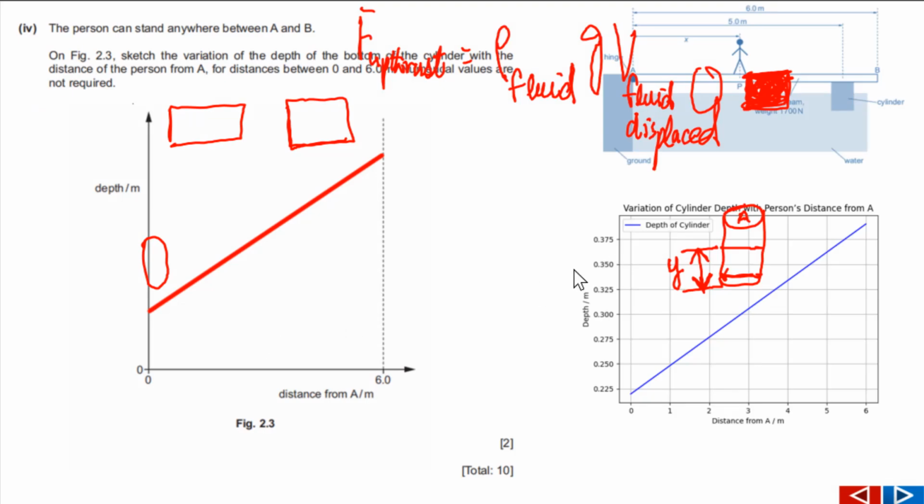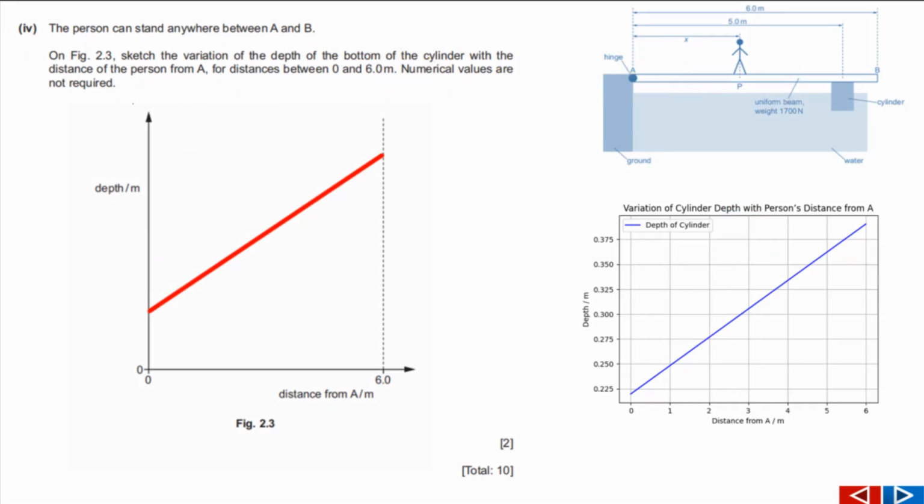And for this part we need to sketch a graph between y, the depth, and the distance from this point, and this is a linear relationship. So when x is equal to 0, there is some value here. When this distance A is equal to 0, this person is standing at this point. At this point there is still some depth. So that's the reason it has to start from here. It should not start from the origin. When it is here, the beam has some force on the cylinder. So the cylinder will be inside the water, meaning it has a certain value of depth. So it must have a y intercept.